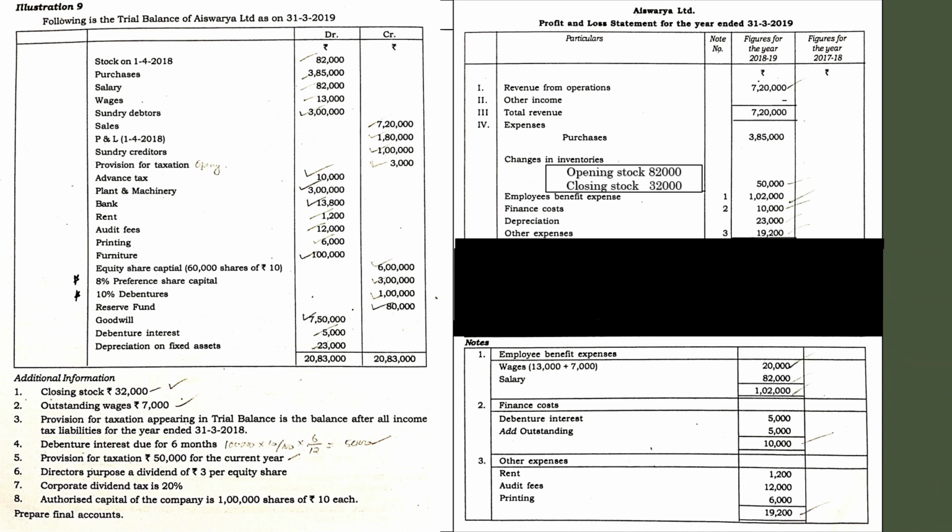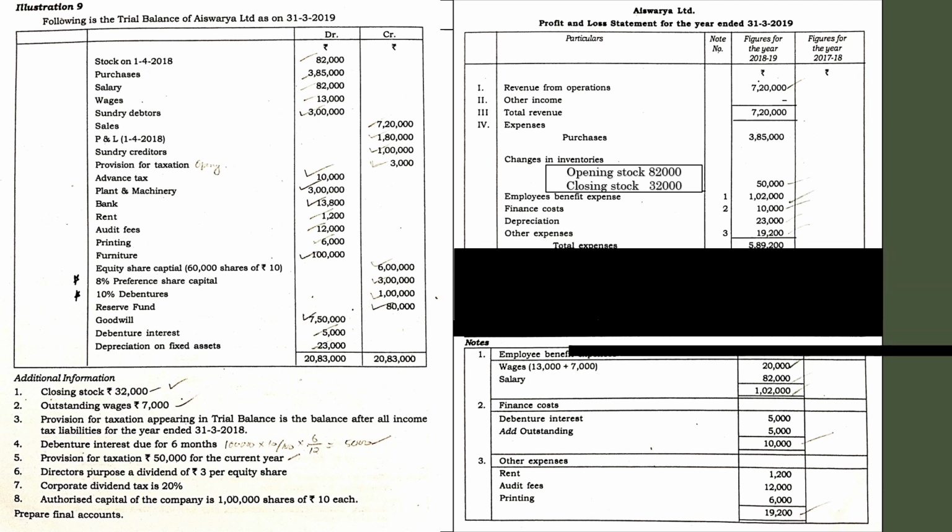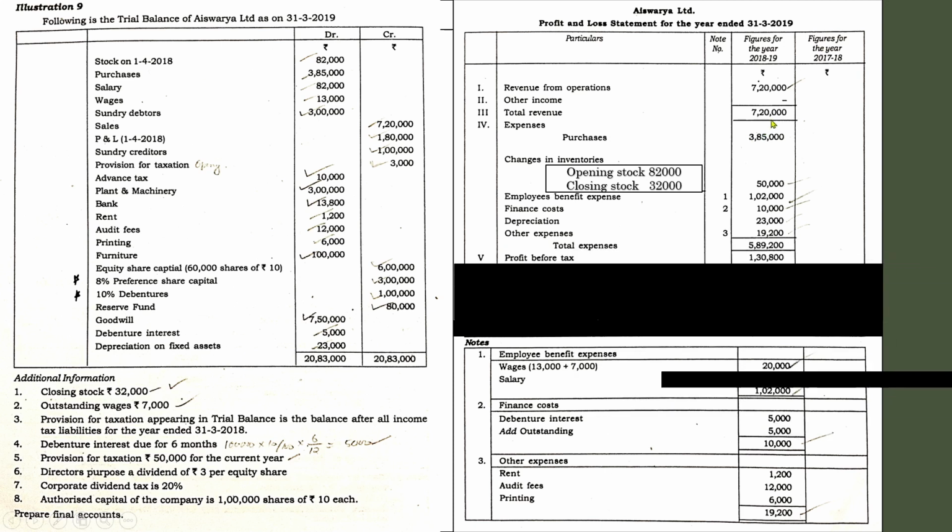I think we have recorded almost all the expenses and incomes. Even after going through the additional information, we have covered almost all the areas. Next, you need to find the profit during the year. I hope you all know how to find it. Take the total of revenues and the total of expenses. If you take the difference between total revenue and total expense, you will get profit before tax. Now you have to provide for taxation.